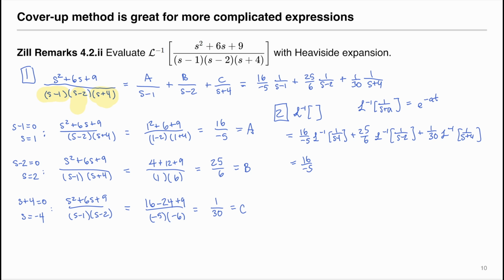So here we have a equals minus 1, so e to the t. Second term we have a equal to minus 2, so e to the 2t. Third term we have a equals 4, so e to the negative 4t. This is our final inverse Laplace transform.